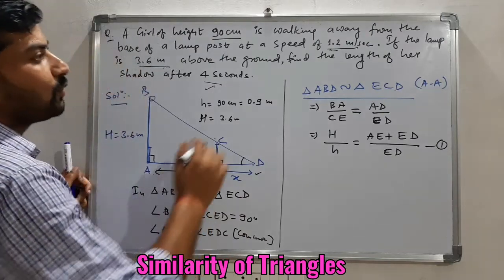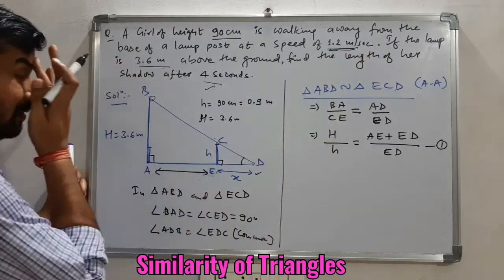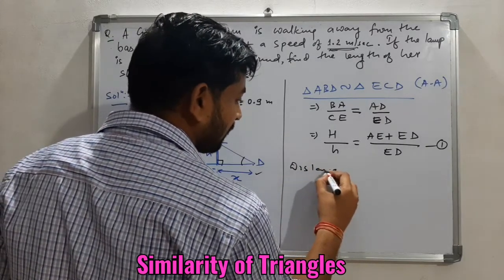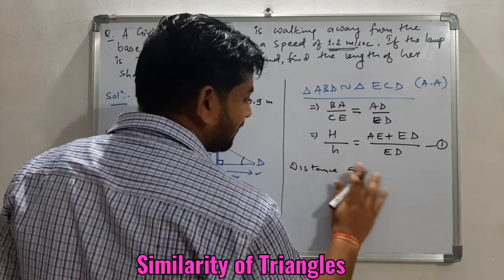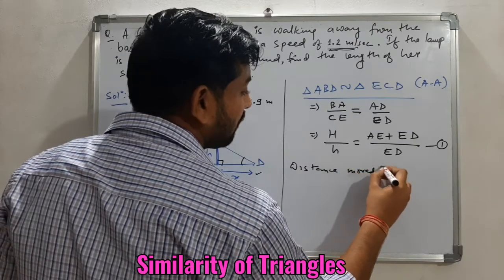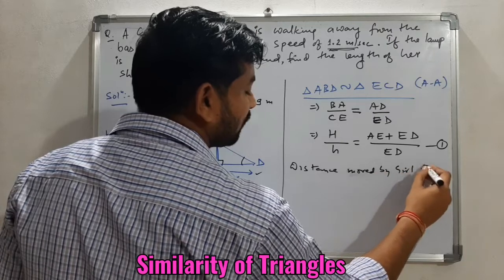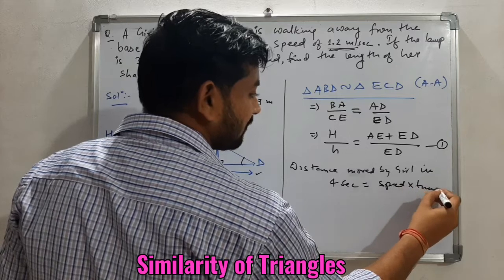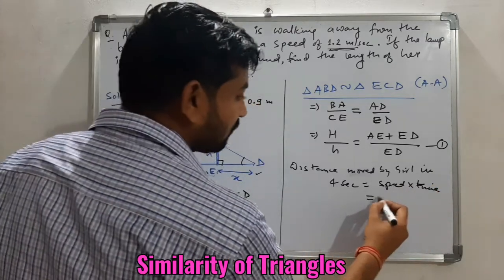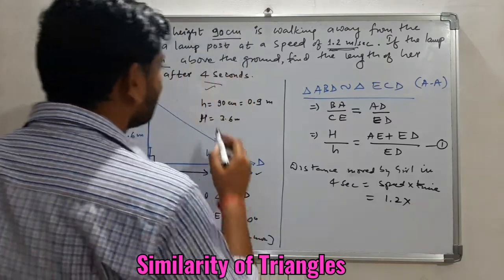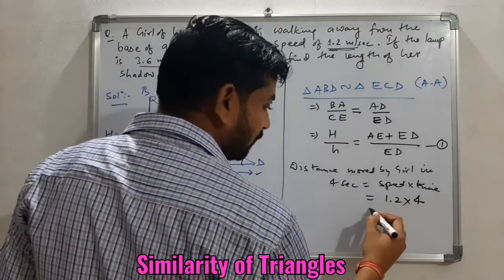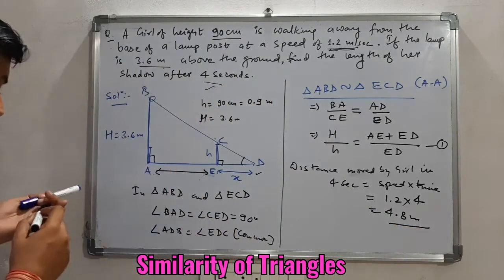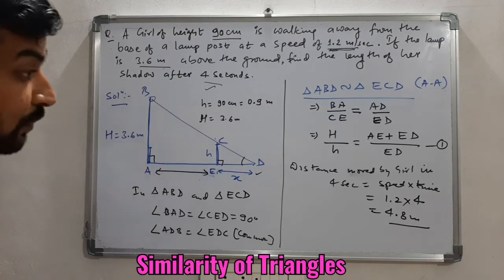The speed of the girl moving away is 1.2 meters per second, and the time here is 4 seconds. So the distance traveled, the distance moved by the girl in 4 seconds, will be speed into time. Distance is nothing but speed into time. Speed is 1.2 meters per second, and the time taken is 4. So from here we are getting 4.8 meters. So the distance moved by her in 4 seconds will be 4.8 meters.